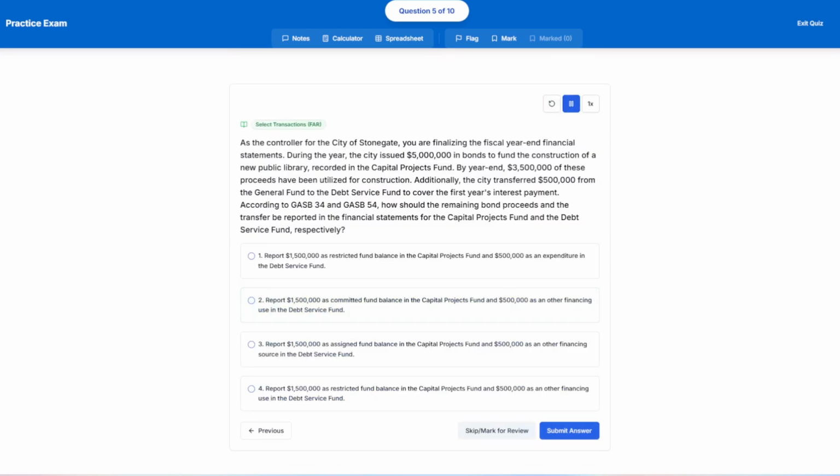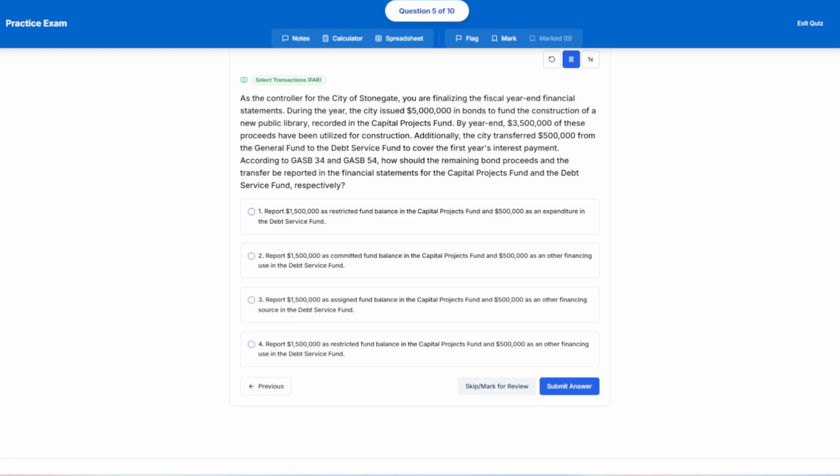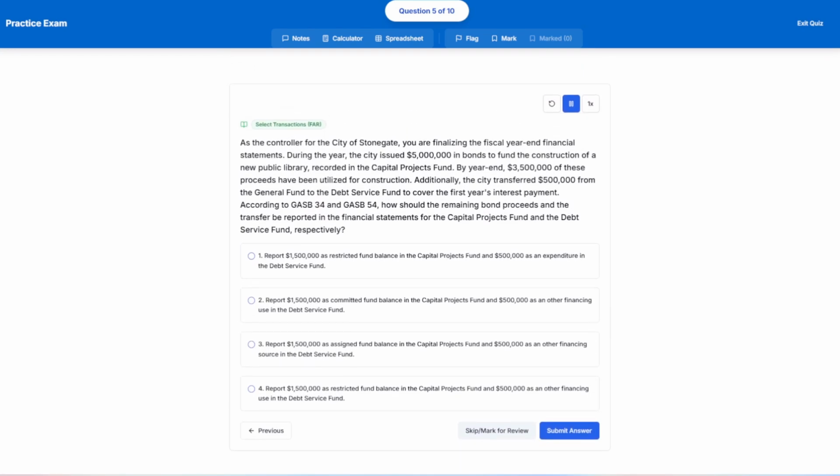Question. As the controller for the City of Stonegate, you are finalizing the fiscal year-end financial statements. During the year, the city issued $5 million in bonds to fund the construction of a new public library, recorded in the Capital Projects Fund. By year-end, $3,500,000 of these proceeds have been utilized for construction.